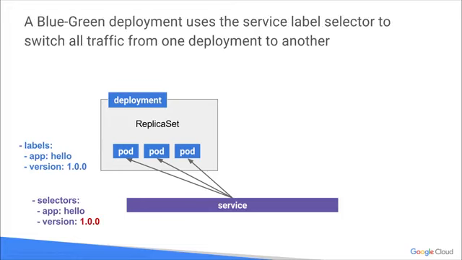And finally, the blue-green deployment switches all the traffic from one deployment to the other. Again, no interruption. So in this case, you have one deployment with pod labeled app hello version 1.0.0, and the service has all the traffic to these pods.